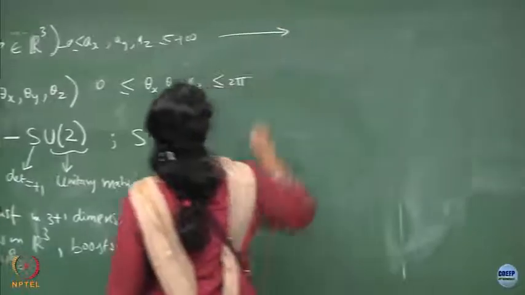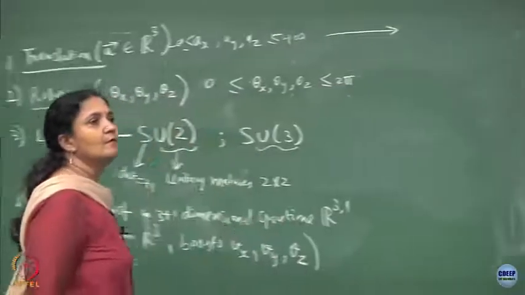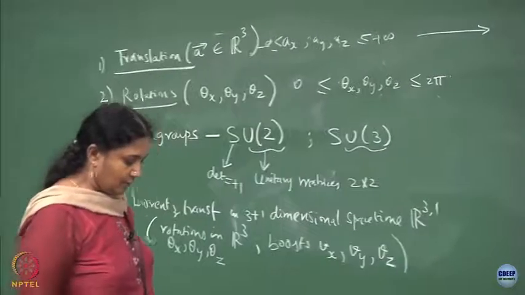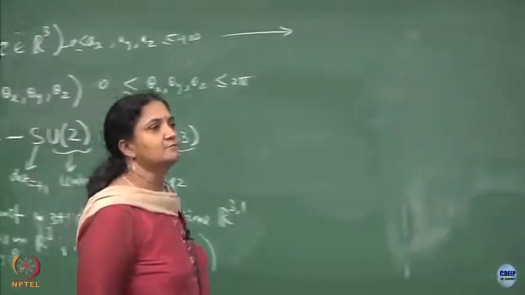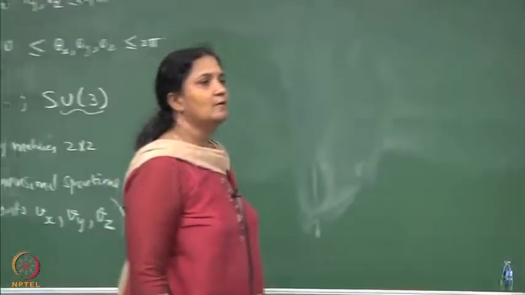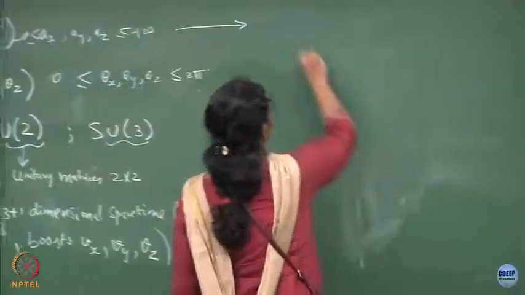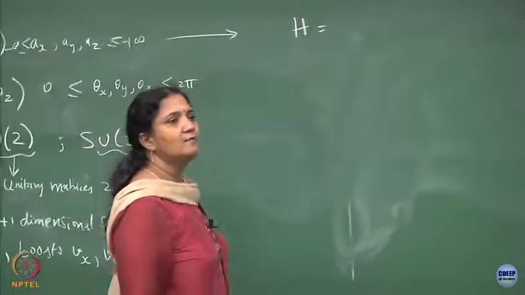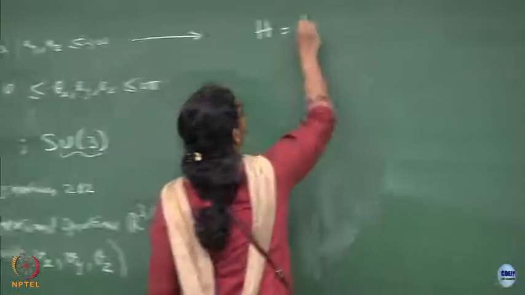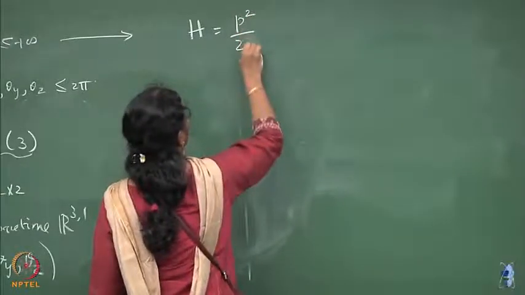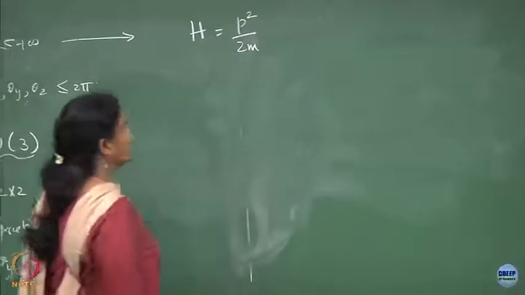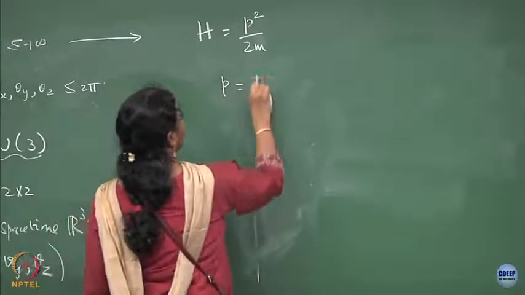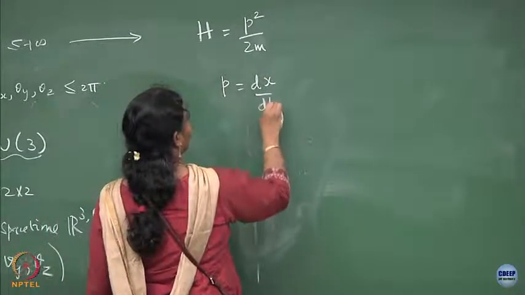So now let me just warm you up with this piece today. If you take a free particle, what happens to a free particle? A free particle is described by a Hamiltonian, which is given by p squared over 2m, where p is nothing but dx by dt.